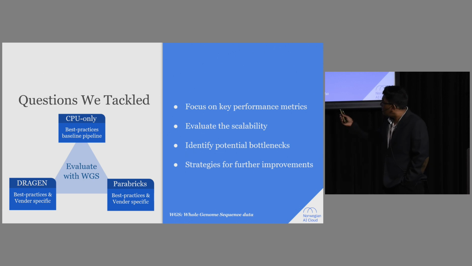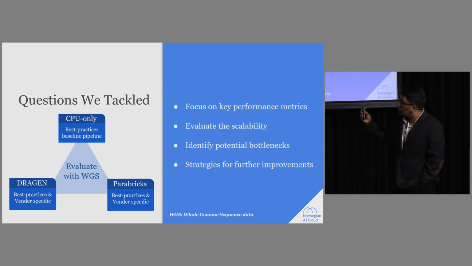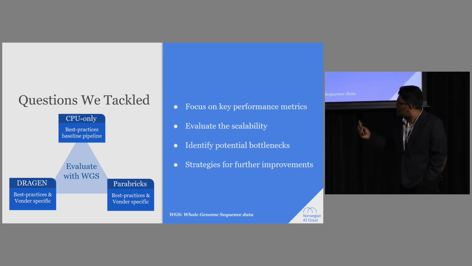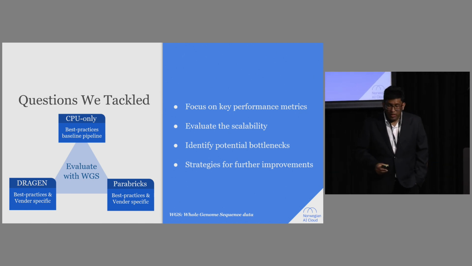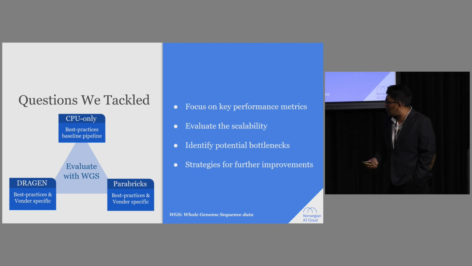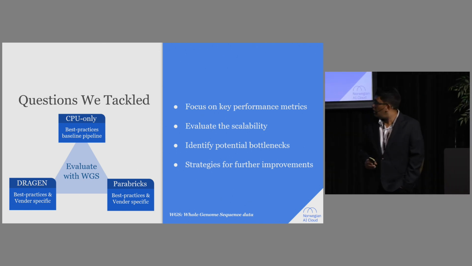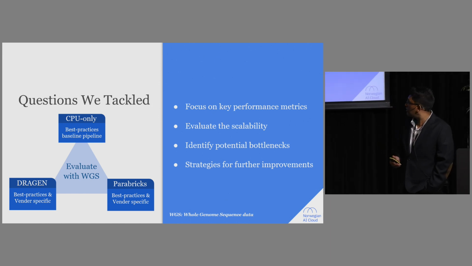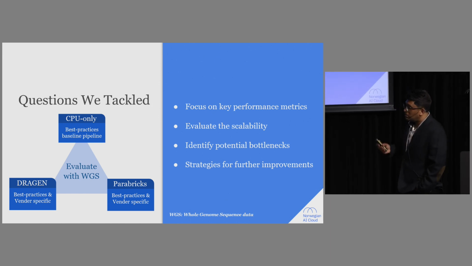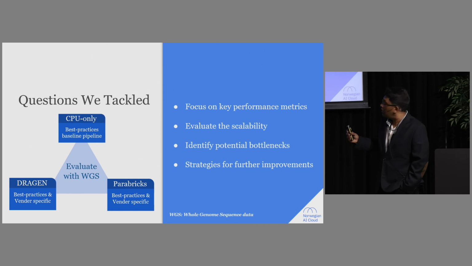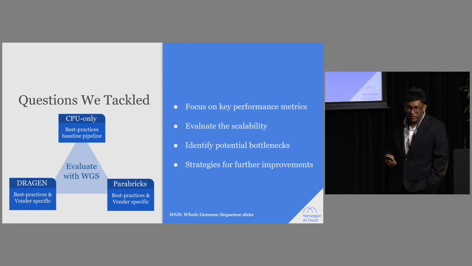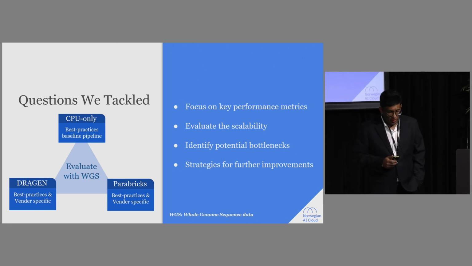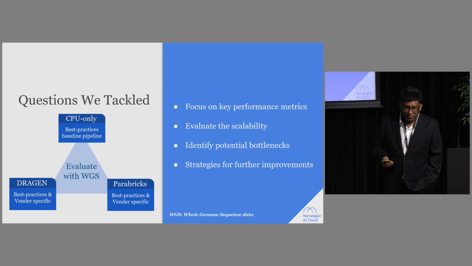We developed three pipelines: a CPU-only pipeline, the industry standard best practices pipeline we used as the baseline, and DRAGEN and Parabricks as the accelerated pipelines. We developed these two, Parabricks and DRAGEN, following the best practices as well as the guidelines provided by the vendors. Here we focused on key performance metrics, which we will talk about later in the presentation, and we evaluated the scalability of accelerated pipelines. Also, we identified potential bottlenecks and looked for strategies for further improvements and higher speedups.